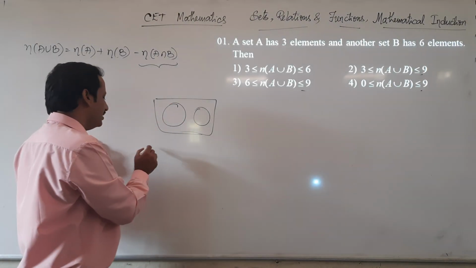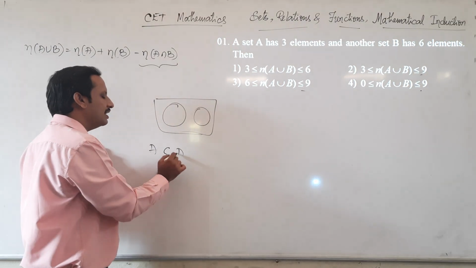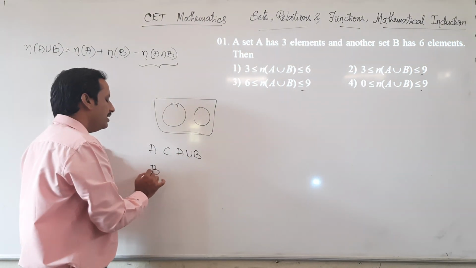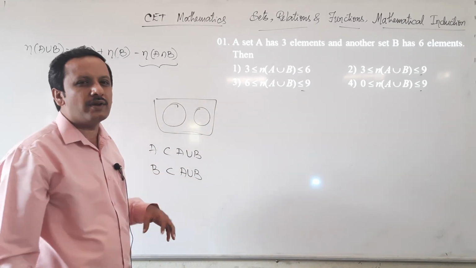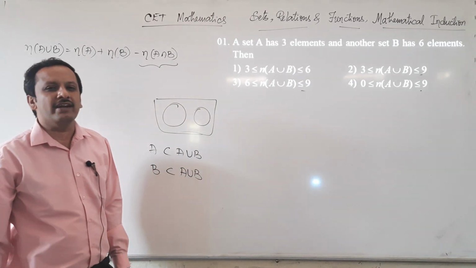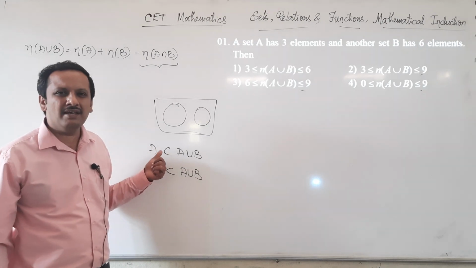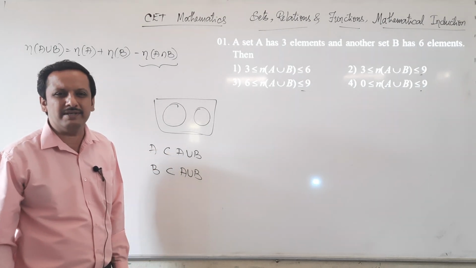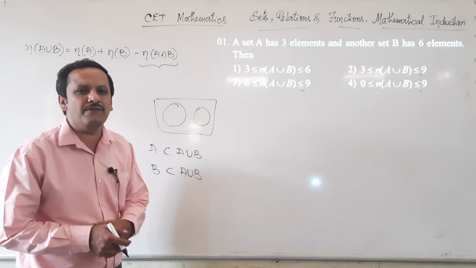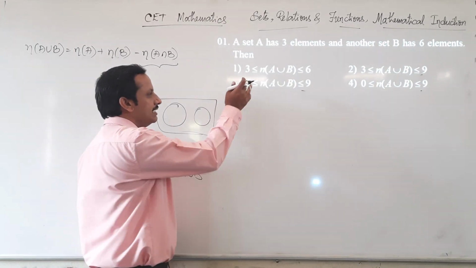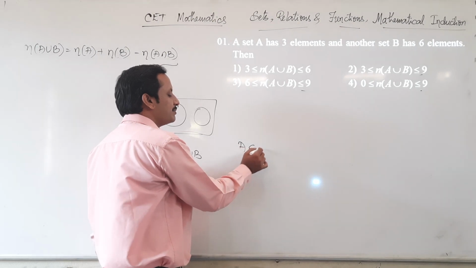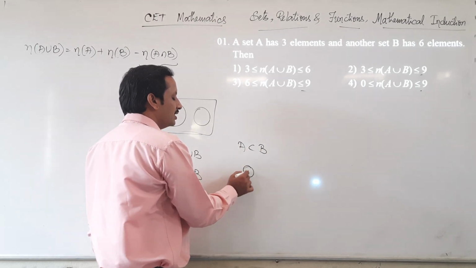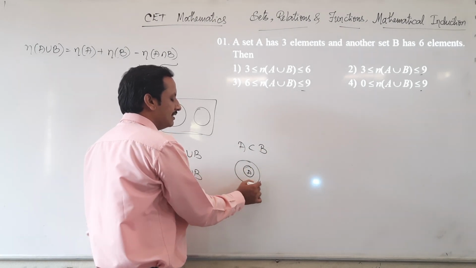A will be a subset of A union B, and B will also be a subset of A union B. So, the number of elements in A union B cannot be less than the number of elements in A and cannot be less than the number of elements in B. So, the minimum value of A union B can occur, say here A has 3 elements and B has 6 elements, if A is a subset of B. Let us say this is A and this is B.